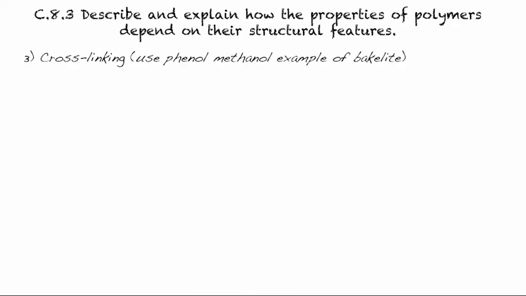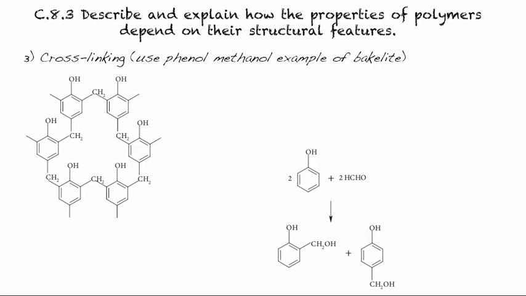The last way is cross-linking, and this is going back to the previous video of C.8.3, looking at when phenol and methanol are used. Just to remind ourselves, taking two phenols and two methanols, one of the methanols will join at the second carbon and the other one will join at the fourth carbon. Before, we only looked at what happened with this one reacting with another phenol, but now we can look at what happens if they polymerize with each other.